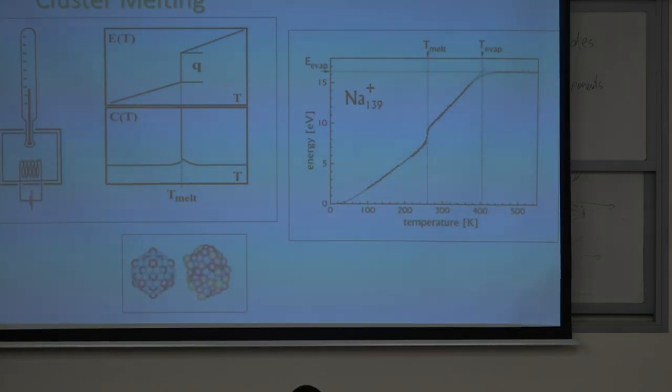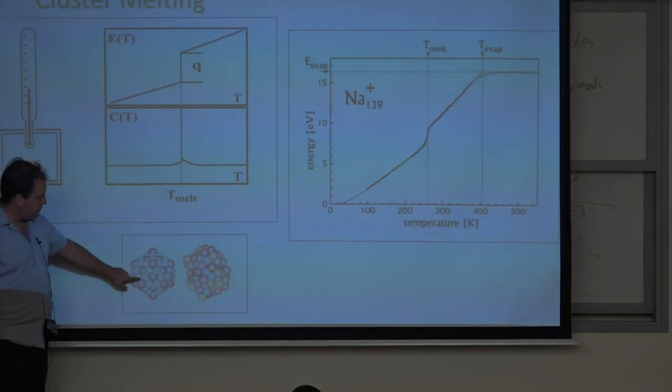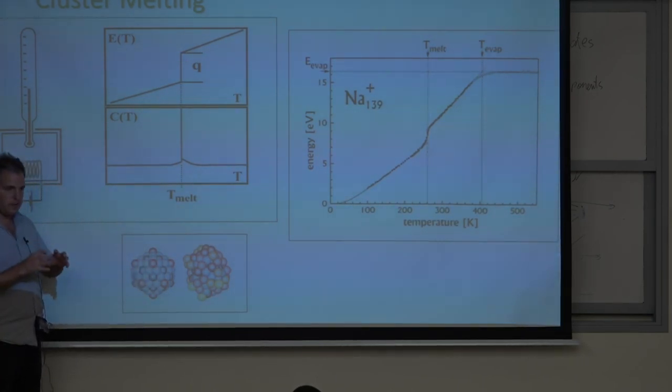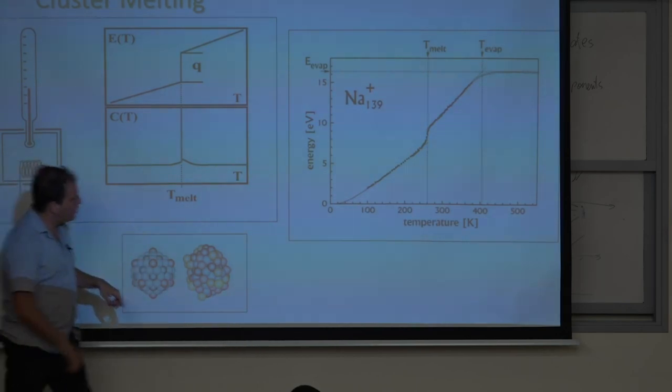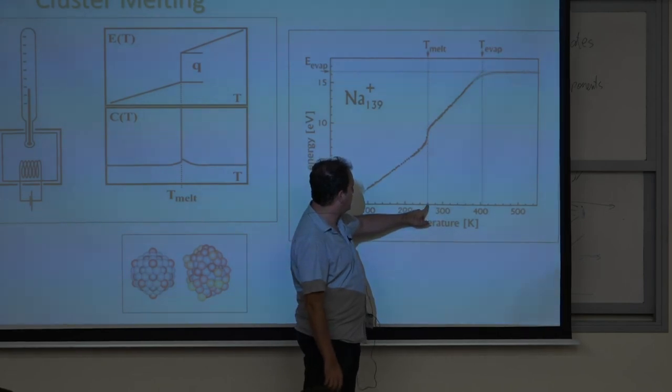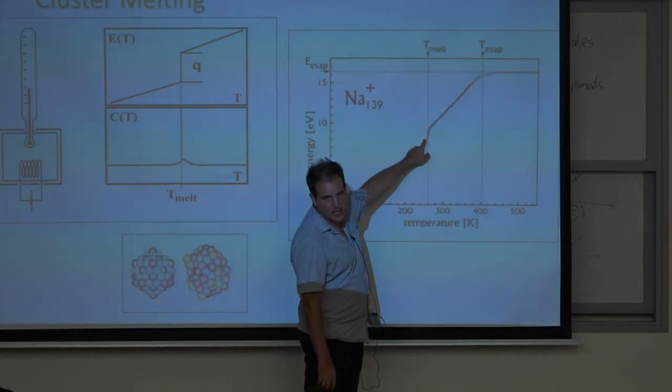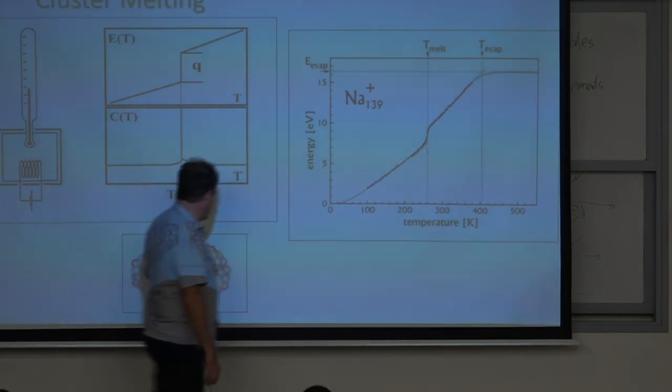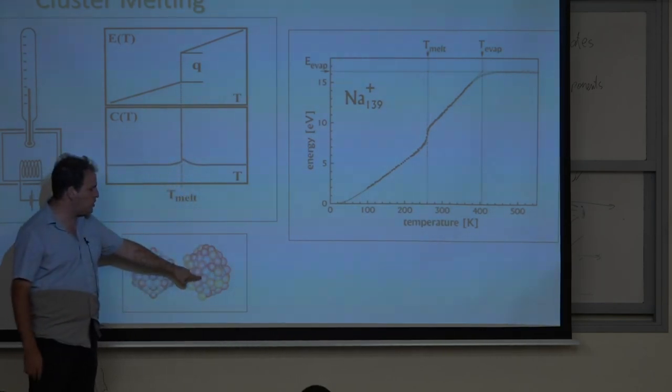What happens is you start here with a cluster that has a very definite shape. You start heating it up, it starts vibrating, but when you reach this temperature, and you can see it's not a very small temperature, it's 270 degrees Kelvin, then suddenly you go into this transition where it starts melting.